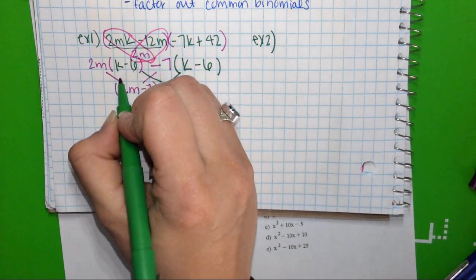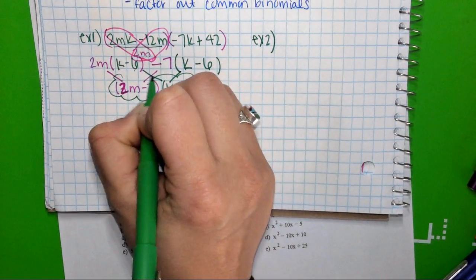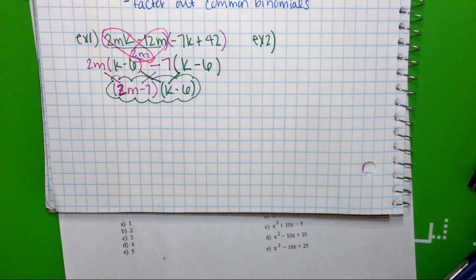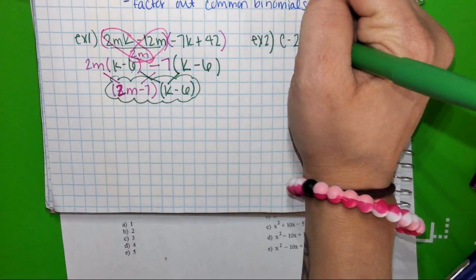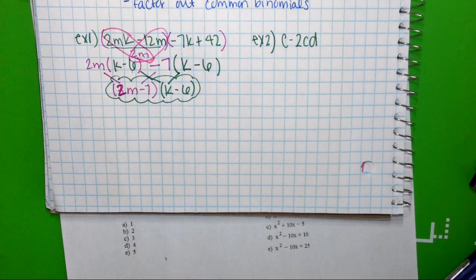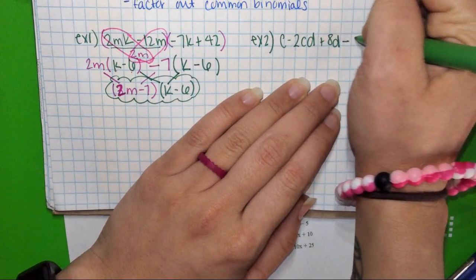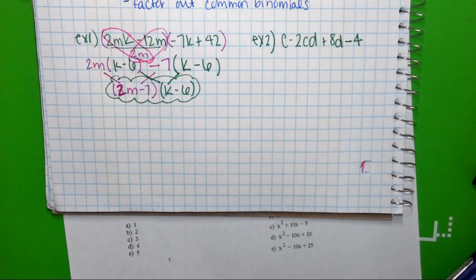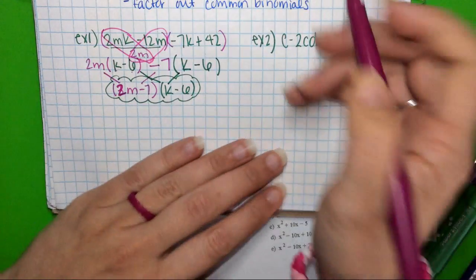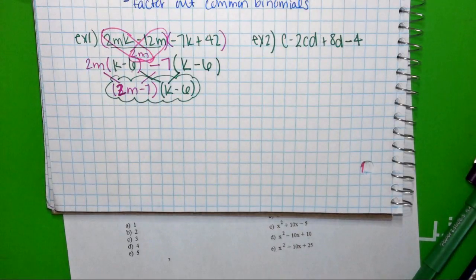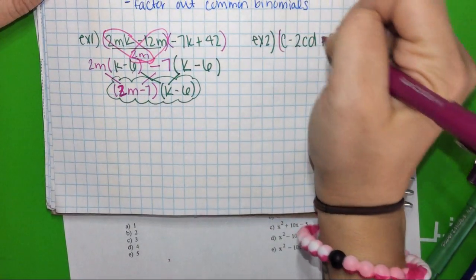Yes, no, maybe? Do you want to do one more together just to practice? Or maybe two more? 1, 2. We'll see what happens. All right. C minus 2CD plus 8D minus 4. What is the first thing we do? Parentheses.